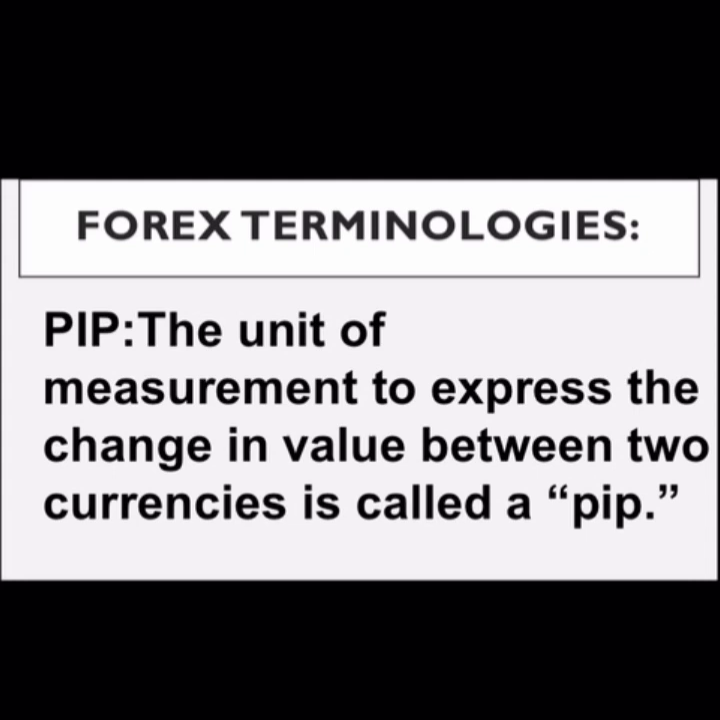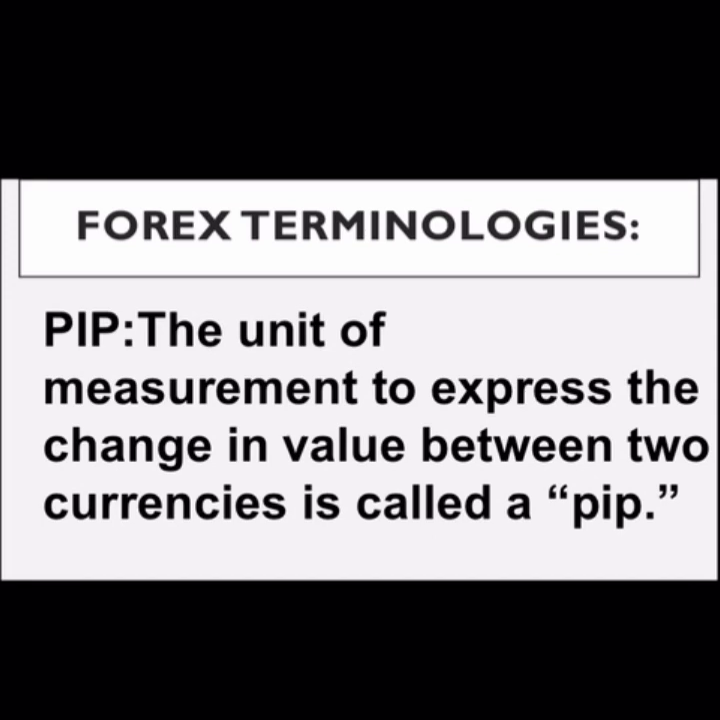Then the next one is the PIP. PIP simply means percentage in point or percentage in price. You and I understand that the forex market is all about price movement. Whether the price is moving upward, which is called bullish or uptrend, or the market is coming down, which is called downtrend or bearish. The price movement, it's all about price. It's all about money. Forex is all about money. It's about price in the market.